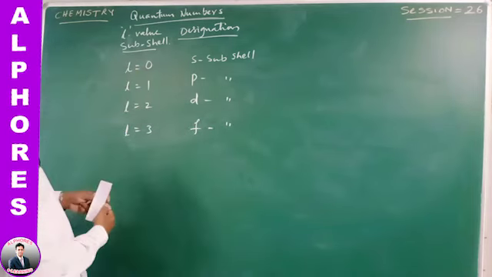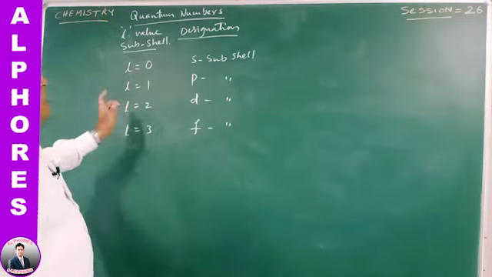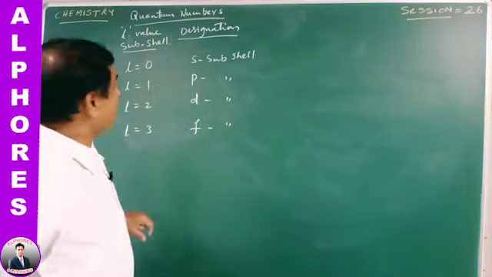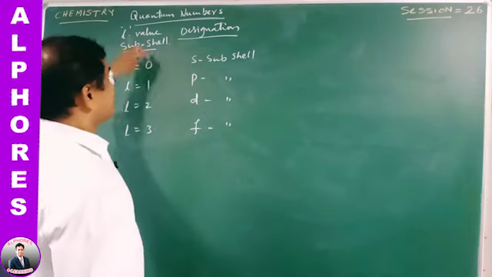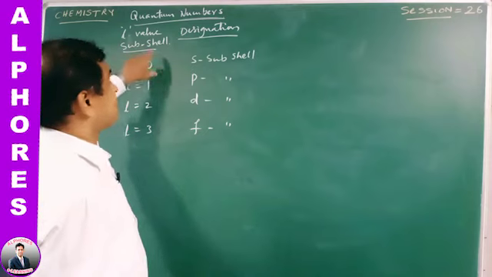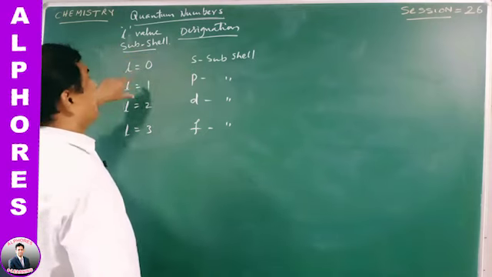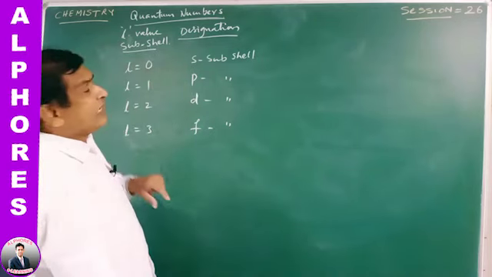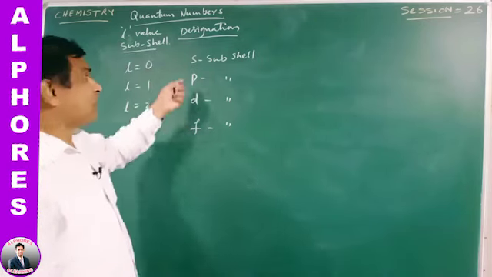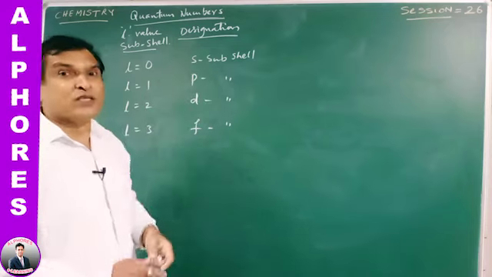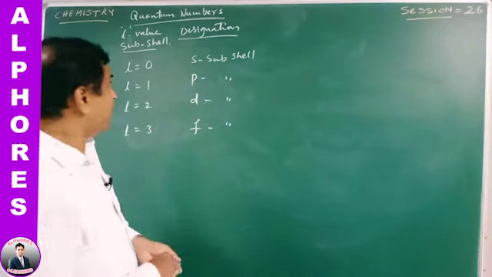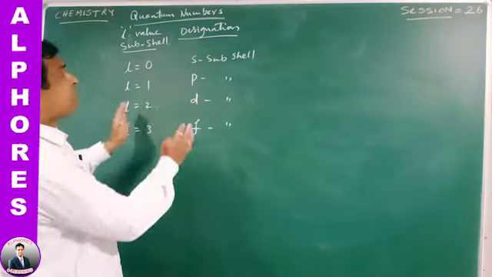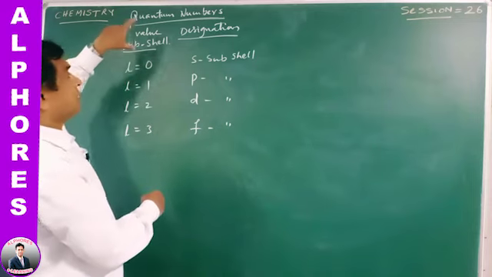Based on the L values, the designations of the various subshells are noted like this. Instead of the numerical values, we identify the subshells with the letters S, P, D, F. These letters were selected based on the spectral lines that we already explained under Sommerfeld's model. So the azimuthal quantum number represents the subshell.